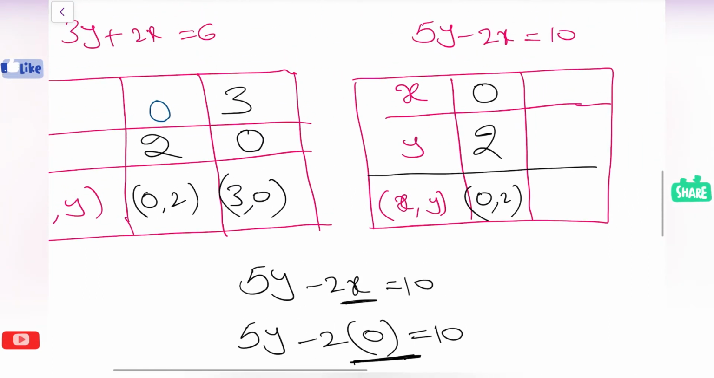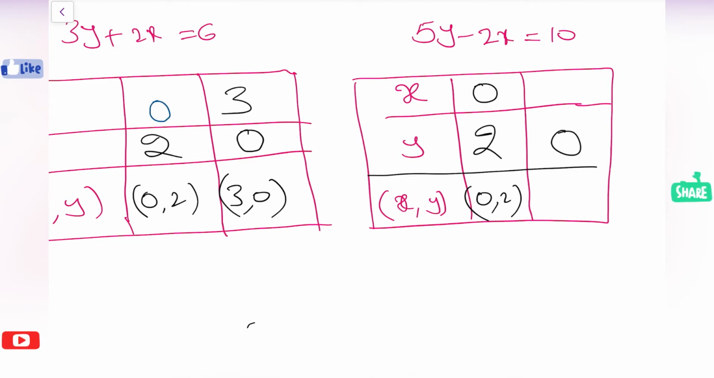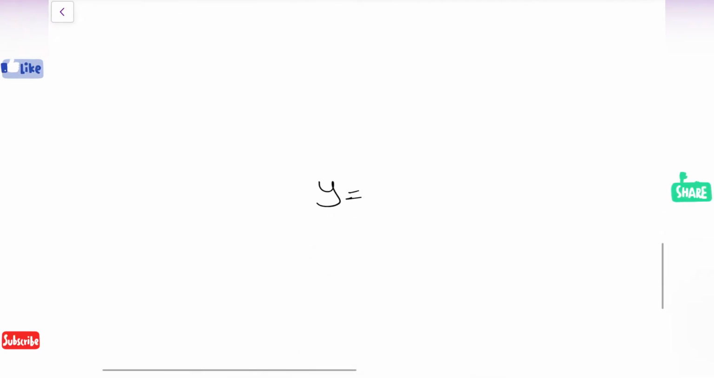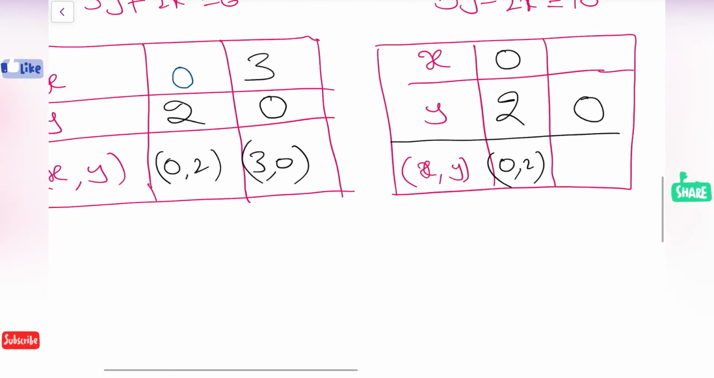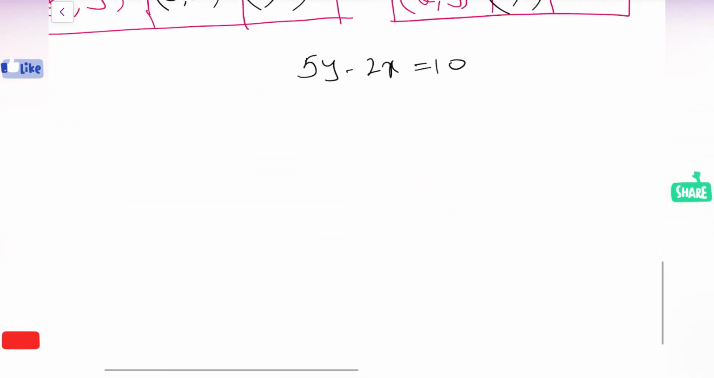Next, now in the place of y I will substitute 0. For the same second equation, in the place of y I am going to substitute 0. The equation we have is 5y minus 2x equals 10. So now in the place of y I am going to substitute 0.